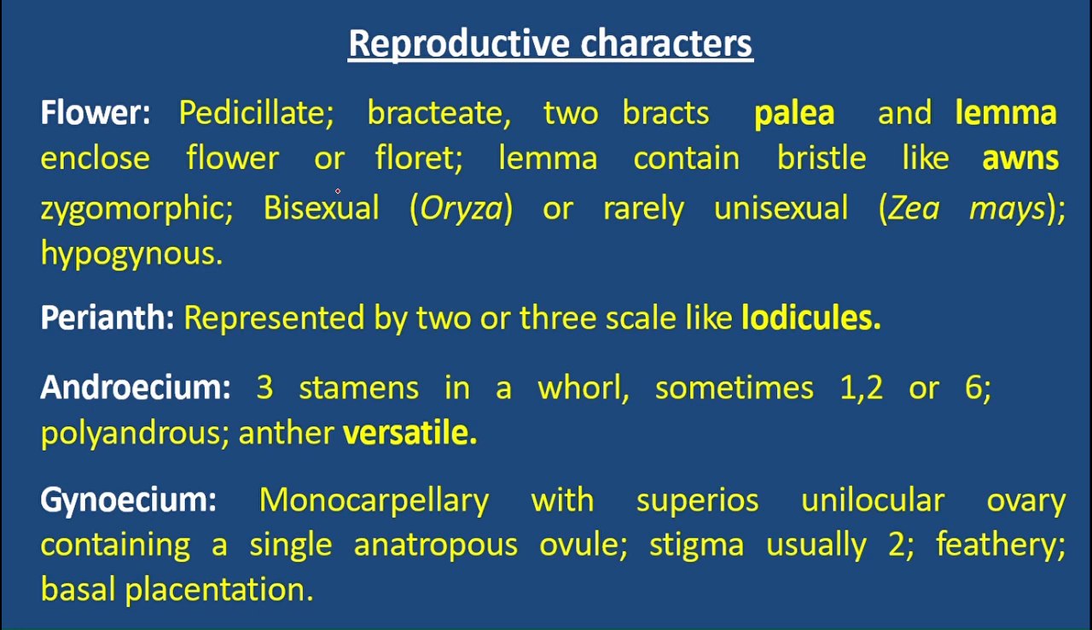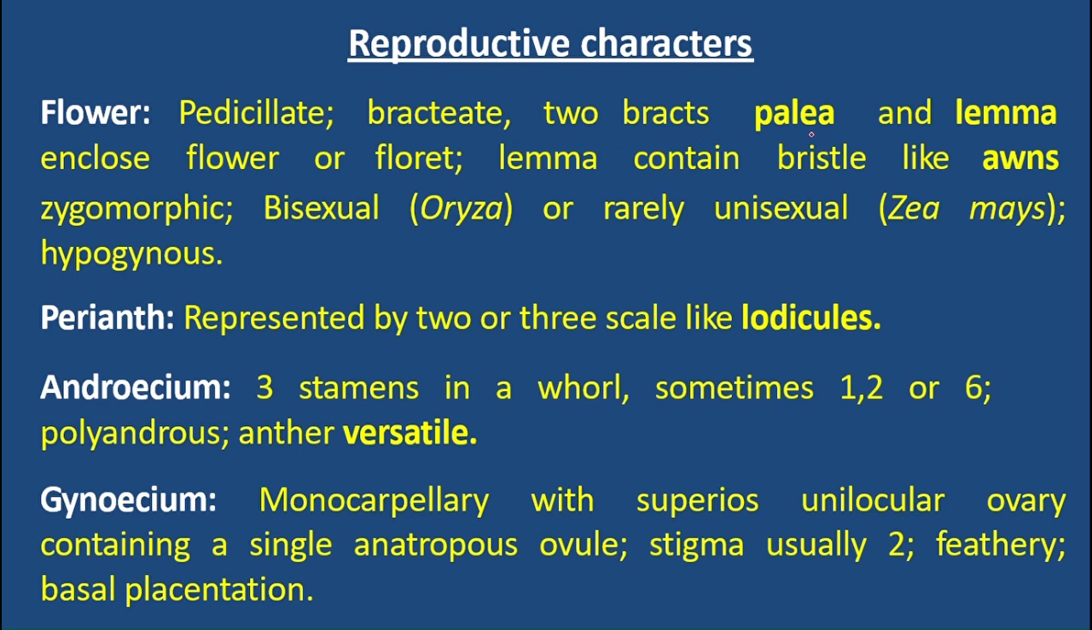Let us discuss the reproductive characters. The reproductive parts of the plant body include flowers, fruits and seeds. Let us discuss the flower. Flower with stalk or without stalk. With stalk is called pedicellate. With bract is called bracteate. So how many bracts are present? Try to remember, there are bracts found at the base of the flower. How many bracts? 2 bracts.